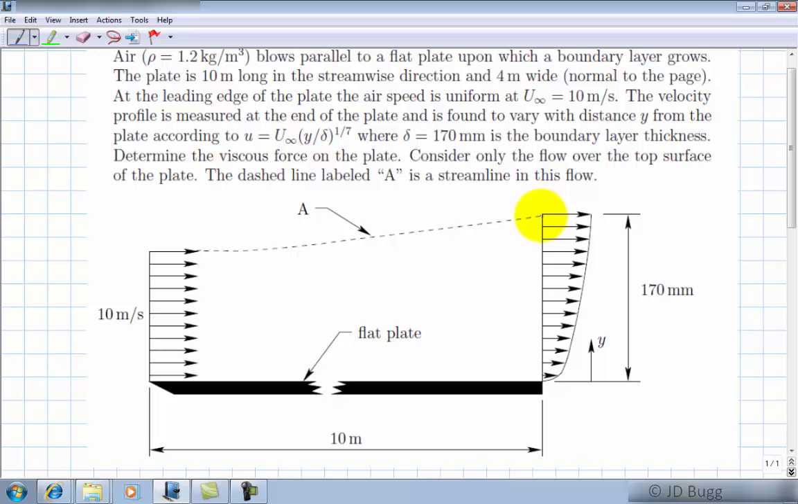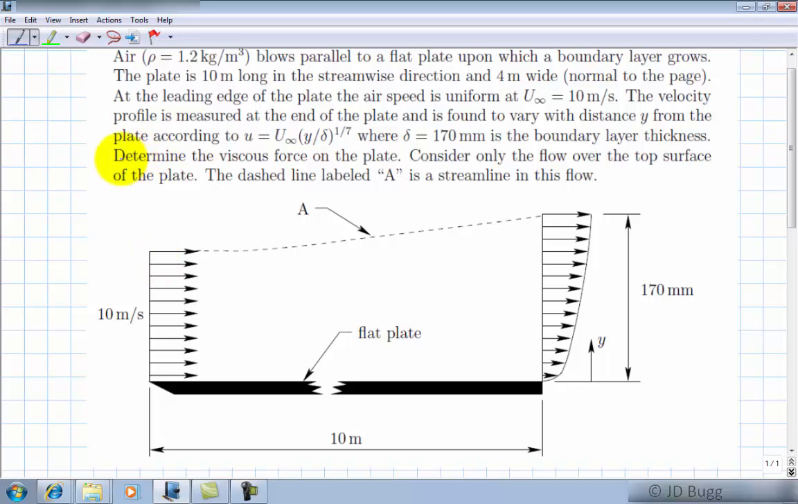Notice that at the edge of the boundary layer, where y is equal to delta, u will be equal to u infinity. So this local speed up here is 10 meters per second as well. Now it also talks about this dashed line being a streamline in the flow, and that's going to be an important consideration in this problem.